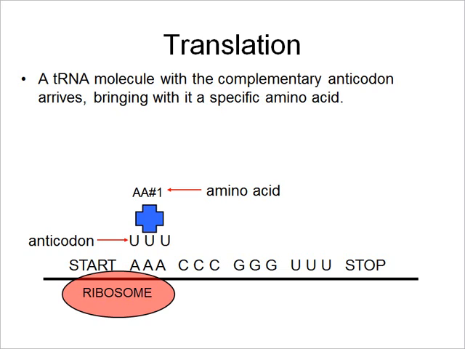Similar to what we saw during transcription, A will form hydrogen bonds with U, and C will only bond with G. Since the codon on my messenger RNA is AAA, only the transfer RNA molecule with the anticodon UUU will attach to the messenger RNA. This specific transfer RNA molecule carries only one particular amino acid, which I've called AA number 1. With the arrival of the blue transfer RNA molecule and its amino acid, the ribosome now moves over 1 codon.